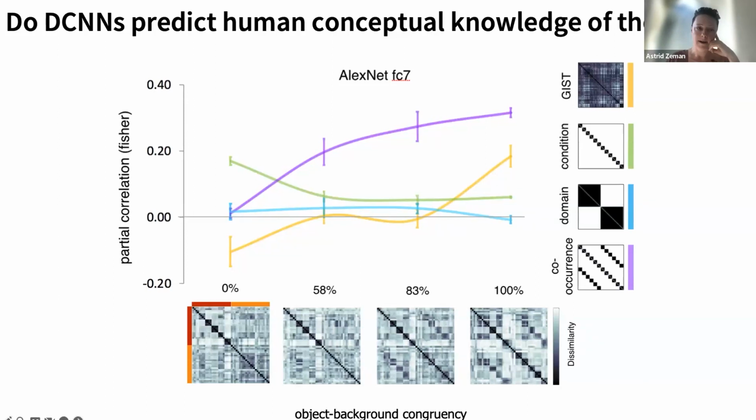Okay. So from left to right, you see 0% congruency up to 100%. And with 0% congruency, you see no effect of co-occurrence in the network, shown by the purple line. And as you increase congruency in the stimulus set, co-occurrence increases.